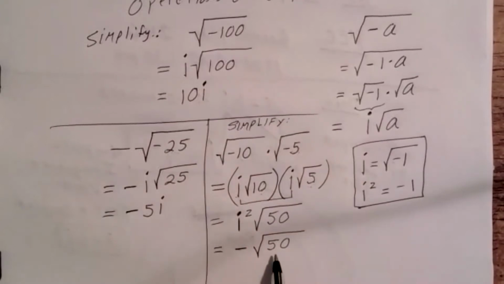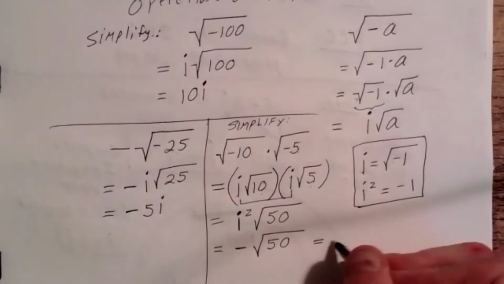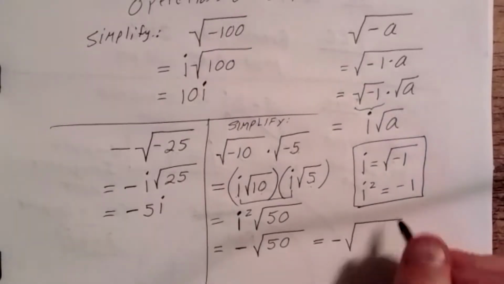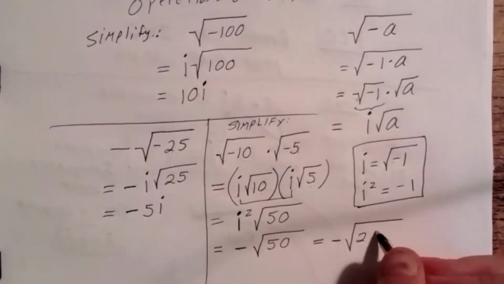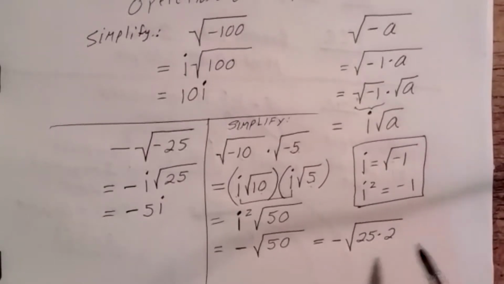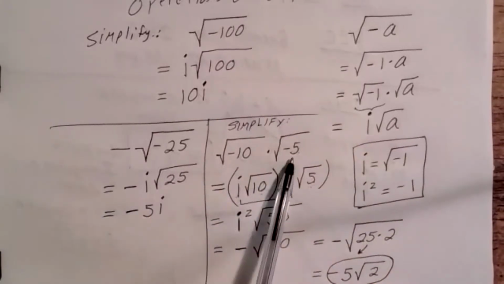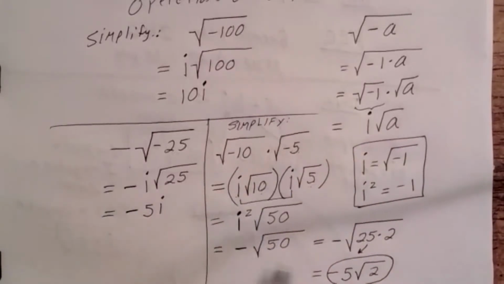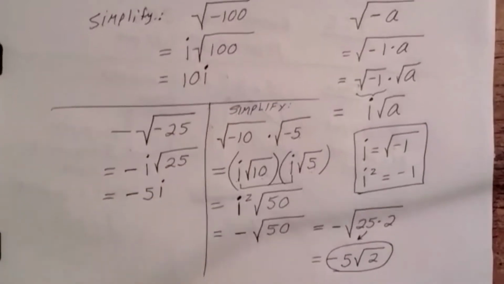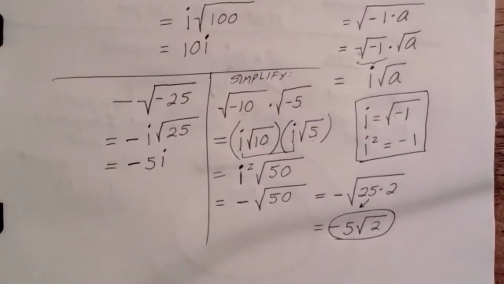Can I further simplify the square root of 50? Is it harboring any perfect squares? Well, 50 is not a perfect square. However, 50 can be factored into 25 times 2, and 25 is a perfect square of 5. So this 25 is going to come out from underneath the square root as a 5. So we're going to have -5 times the square root of 2. So the square root of -10 multiplied by the square root of -5 simplifies down to just -5 times the square root of 2. Any questions how we negotiated that problem?